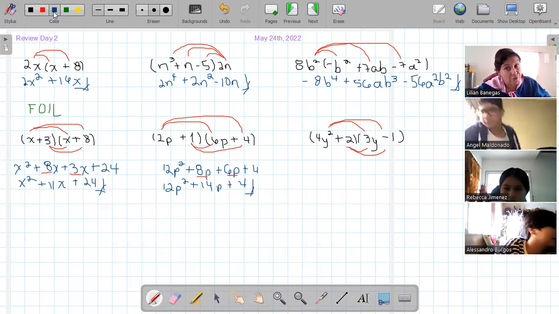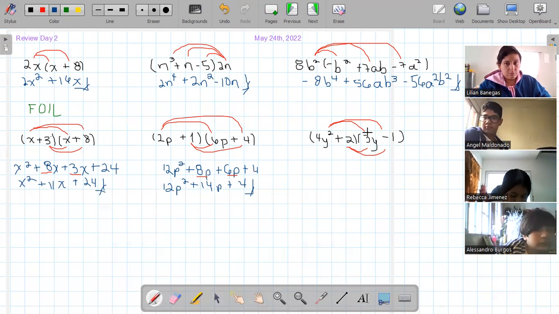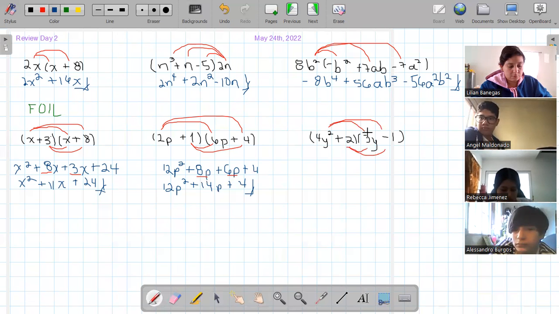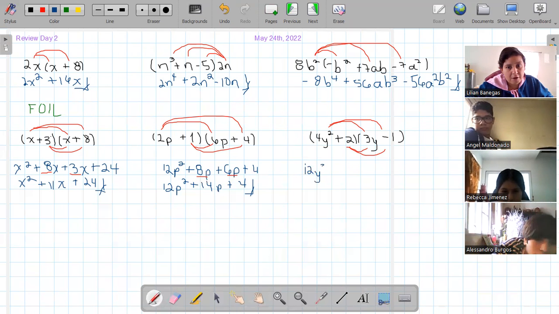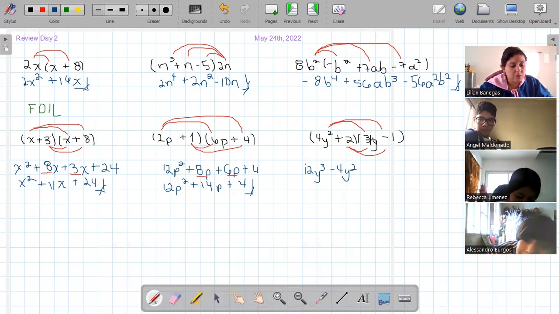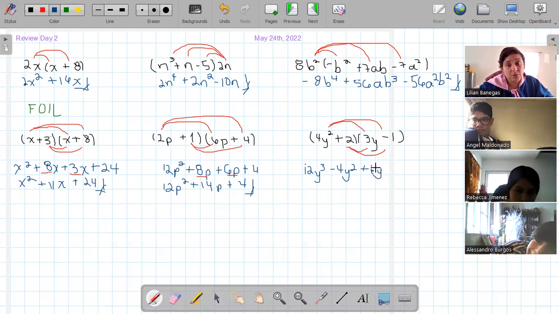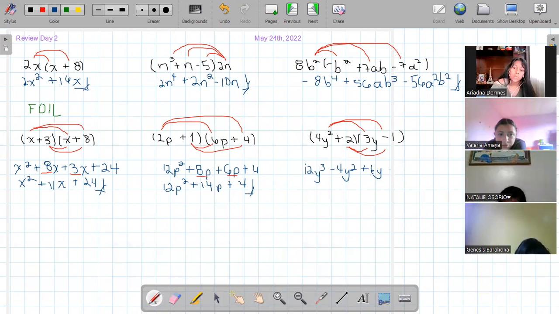Okay, let's see if I'm right. So 4y squared times 3y. Y to the third power. 12y to the third power. Very good. 4y squared times negative 1. Negative 4y to the second power. Very good. Now the second term. 2 times 3y. Positive 6y. And 2 times negative 1? Negative 2.